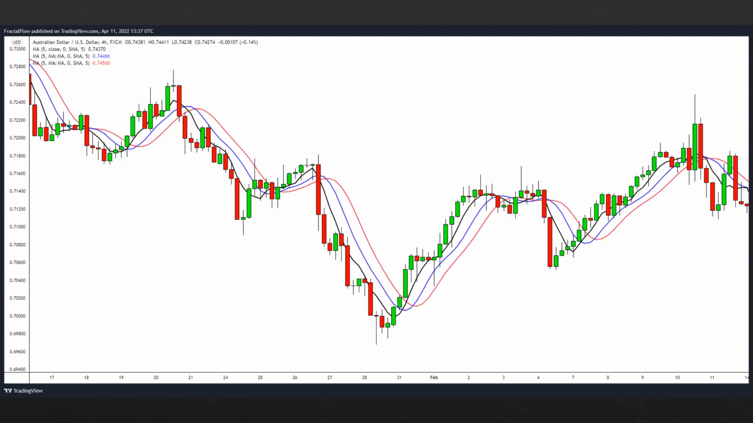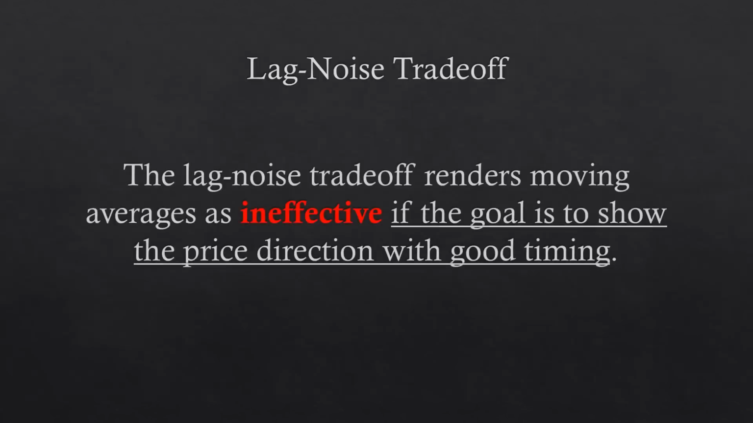Notice how the black SMA has some noise built in. It changes direction abruptly sometimes. The first time we smooth the signal, which results in the blue SMA, we can already see a significant decrease in the noise, which results in a significant increase in lag. Observe how much longer the blue SMA takes to change direction in relation to the black SMA. By smoothing the blue SMA, we get the red SMA, which is extremely smooth and also extremely lagging. The lag-noise trade-off renders moving averages as ineffective if the goal is to show the underlying direction of price with good timing.